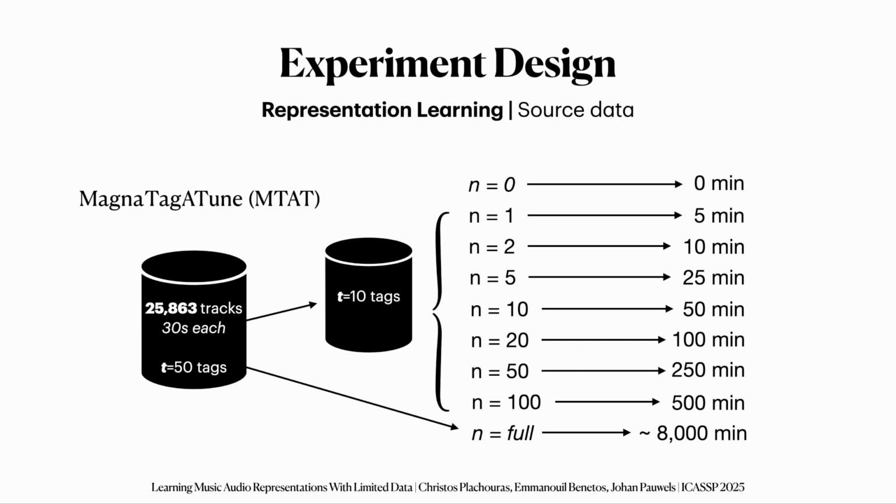We also considered 2 other cases. We denote n equals 0, the case where the model is actually not pre-trained, so just randomly initialized without any pre-training, and the case of using the whole training subset of the dataset, which is about 8,000 minutes.